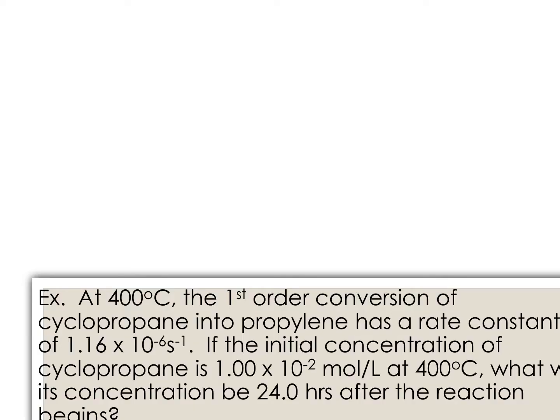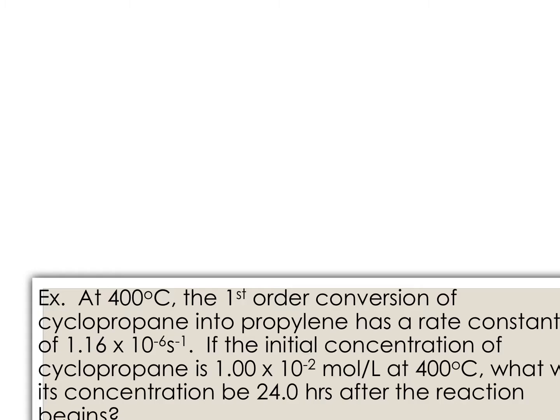At 400 degrees Celsius, the first order conversion of cyclopropane into propylene has a rate constant of. Now this is a lot of words with a lot of numbers, and these kind of questions can get kind of overwhelming pretty quickly. You have to identify what each of these words and numbers are as you read through to kind of give you an idea of what the heck you're supposed to be doing.